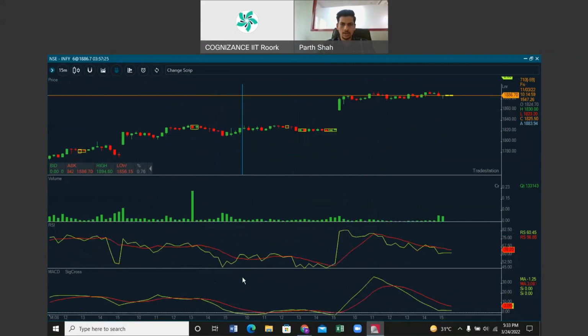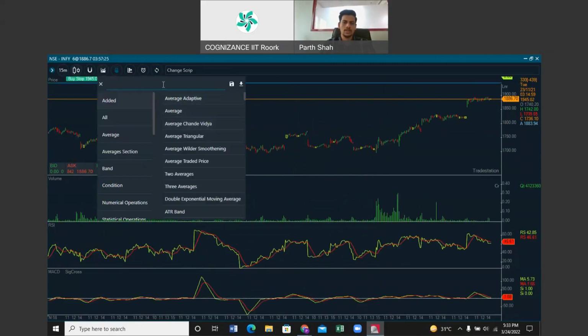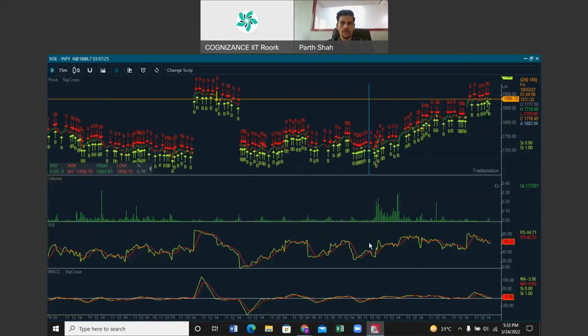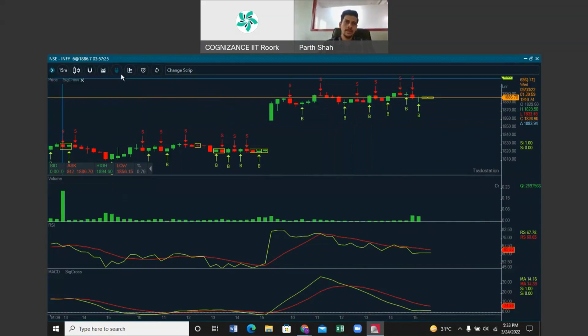Okay, I have added it on the MACD chart and I'll add the signal crossover on the price chart as well, so that it is visible for you guys. It will give you the indicator here to buy, here to sell as per the strategy.